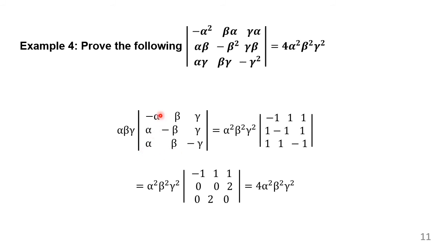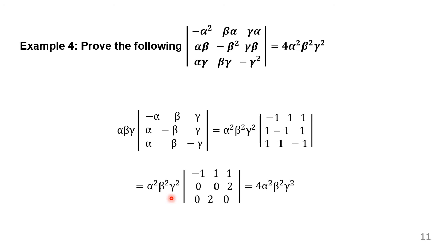Now in the first column, alpha is common. So alpha is taken out once again, so we get alpha square, and minus 1, 1. In the second column, beta is common, so it becomes beta square, and we have 1, minus 1, 1. In the third column, gamma is common, so gamma is taken out, so gamma square, and it is 1, 1, minus 1. So we have alpha square, beta square, gamma square.